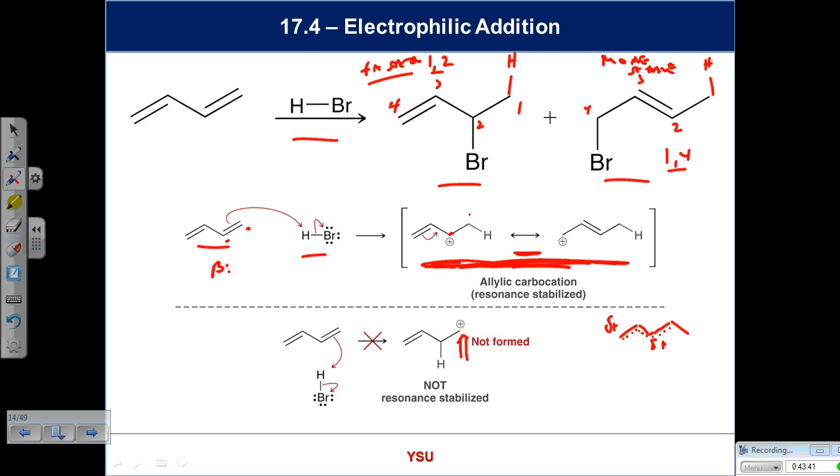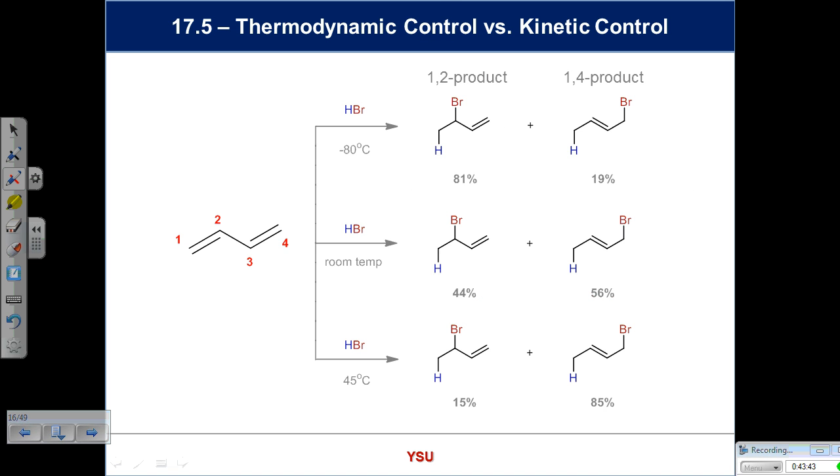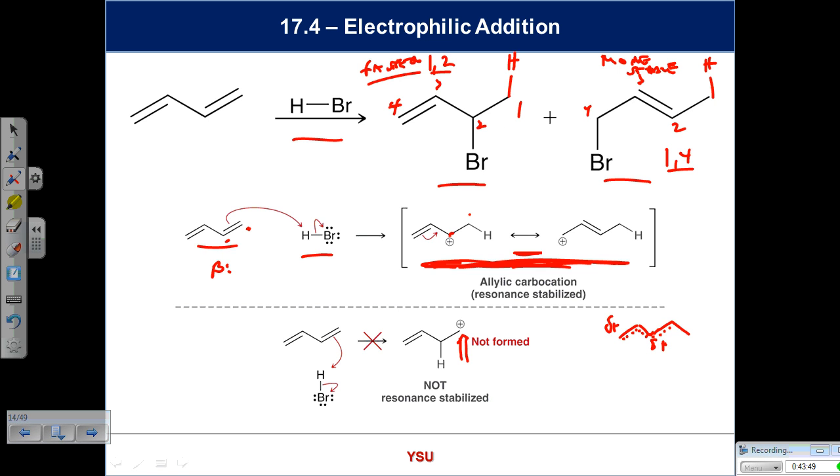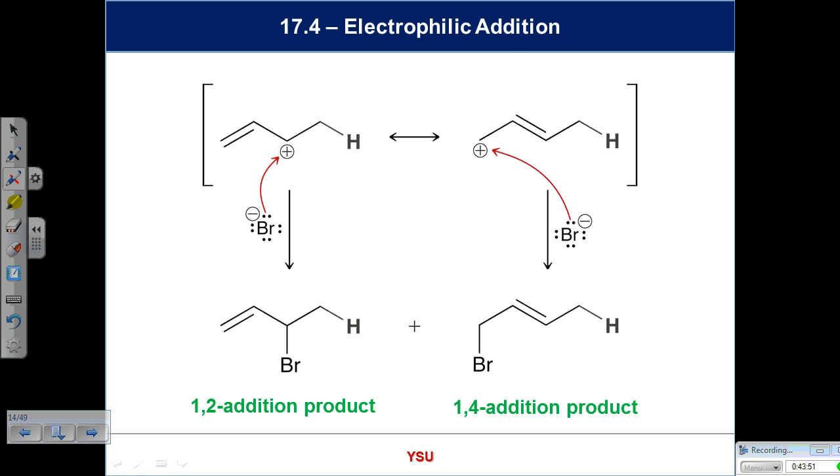But what I'm trying to do here is set up this slide. I'm just coming up with definitions. You've got a couple of days to read through it, and then we can start to think about the outcomes. To get this finished today, this is where the two products come from. You have a carbocation which has the characteristics of this, which looks like secondary allylic, and this, which looks like primary allylic.